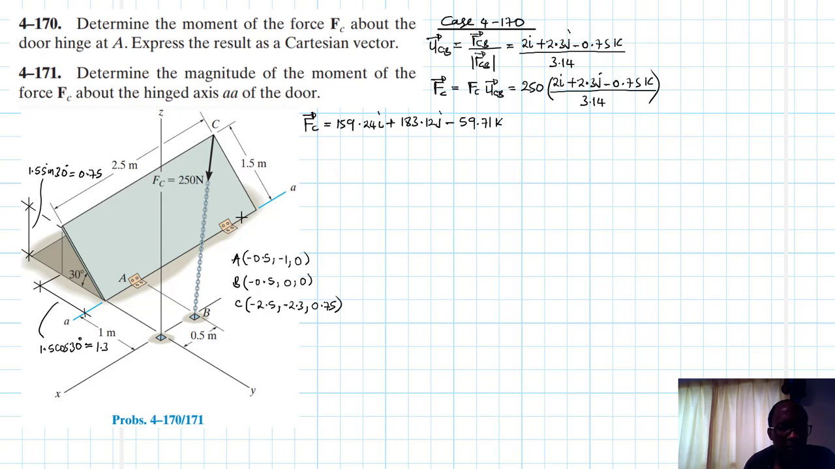So once we found the force, we also need a moment arm, a position vector from there to there. There are two options. We can either use this or use that. Both of them can give us the answer. So you have this one, RAC, and you have this one, RAB.